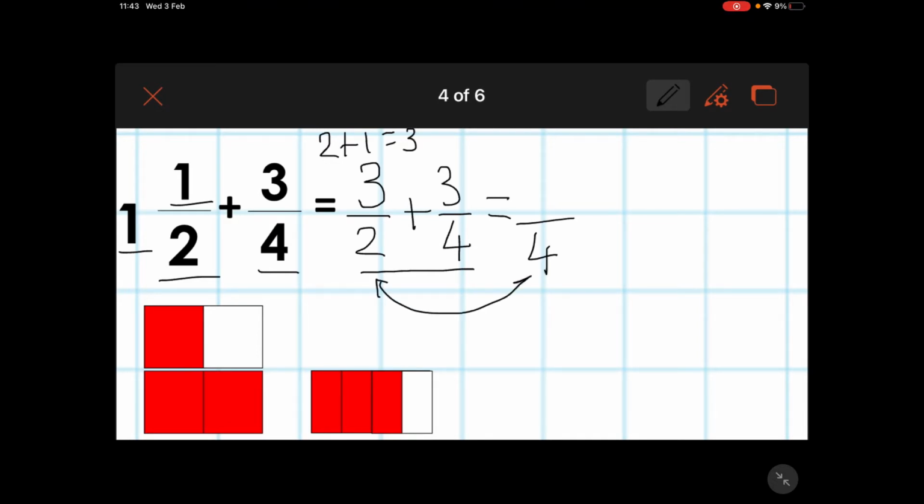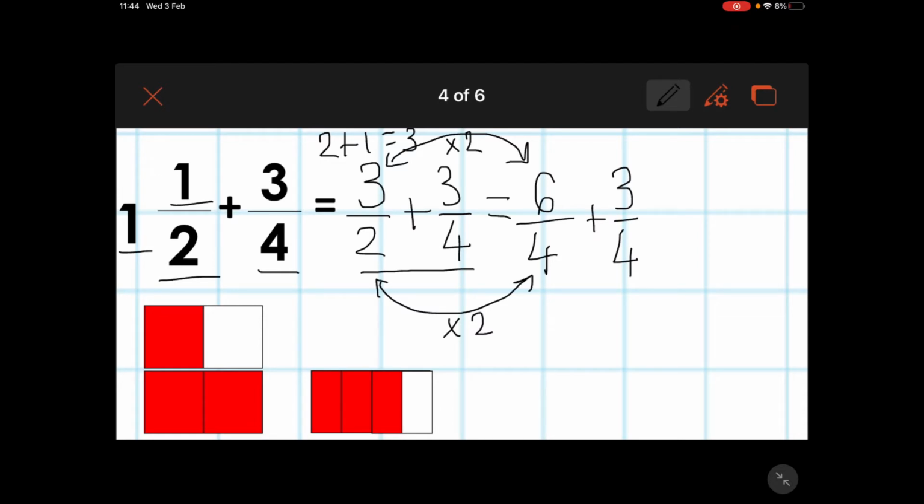What did I do to 2 to get to 4? I multiplied it by 2. Now you should remember the rule of whatever you do to the bottom, you do to the top. Whatever you do to the denominator, you must do to the numerator. So I must also multiply it by 2. 3 times 2 is 6. And I'm going to copy the fraction over from here because it already has a denominator of 4.